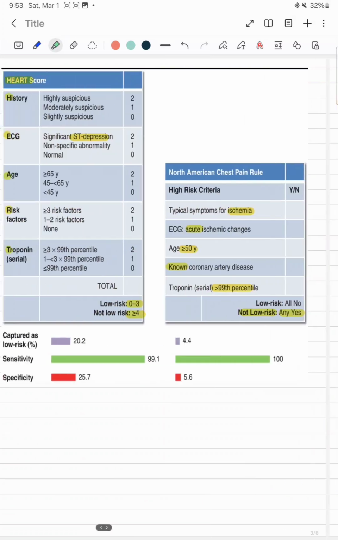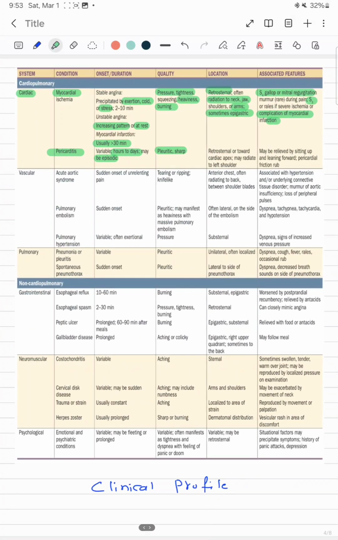The next important differential diagnosis includes vascular causes, that is acute aortic syndromes, such as aortic dissection. It is a life-threatening cause which should be identified immediately. There is sudden onset, unrelenting pain of tearing, ripping, knife-like quality, located in the anterior chest wall, often radiating to the back between the shoulder blades. It is associated with hypertension and underlying connective tissue disorders, and you will hear the murmur of aortic insufficiency. Loss of peripheral pulses is typical of acute aortic syndrome, which should be identified.